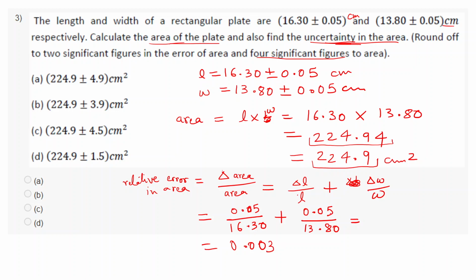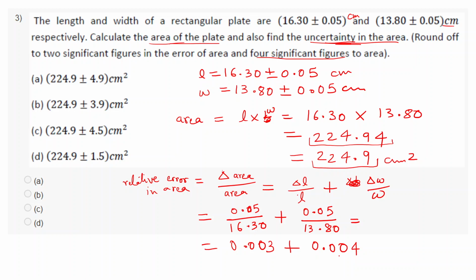The same way, if I divide 0.05 by 13.80, I'll get 0.00. I'm getting 36, so I'll round it off to the first decimal digit. I mean, for one significant figure, so it will become 0.004.